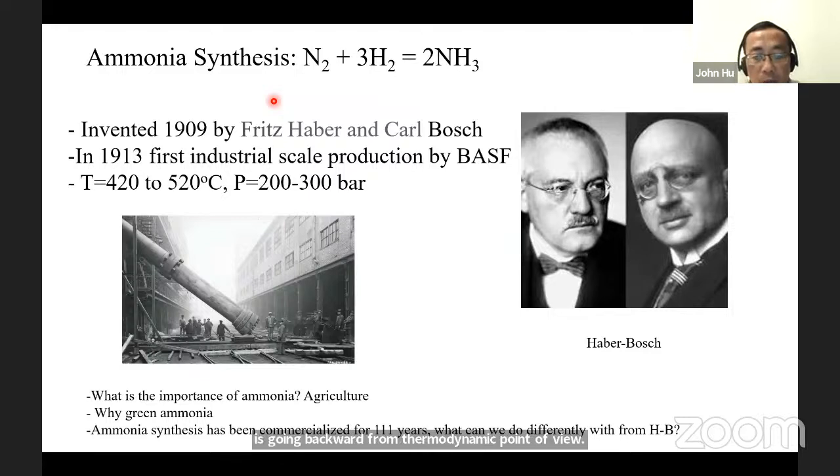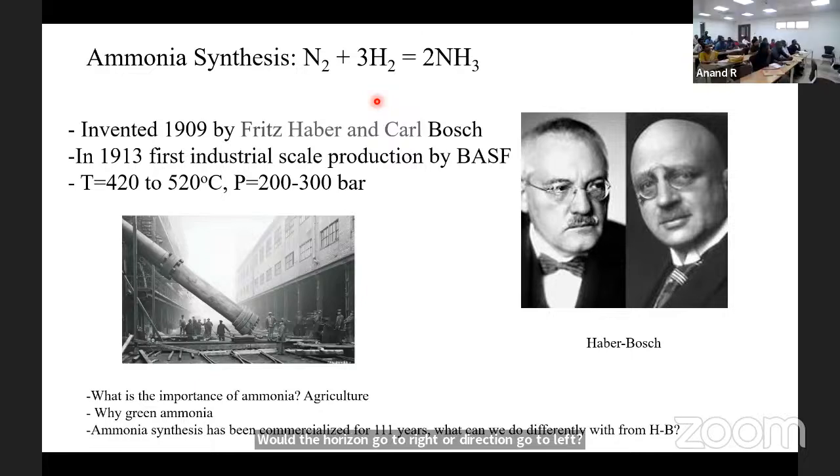Now, I'm asking you a question. By reading the equation, if you increase the pressure, will the equilibrium go to the right or go to the left? This is high school chemistry. Look at this equation: 1 nitrogen plus 3 hydrogen produce 2 ammonia. If you increase the pressure, will the reaction go to right or to left? Equilibrium means you have to give arrows on both sides. Increasing the pressure will force the right direction.